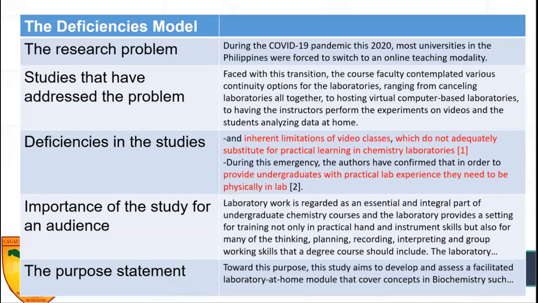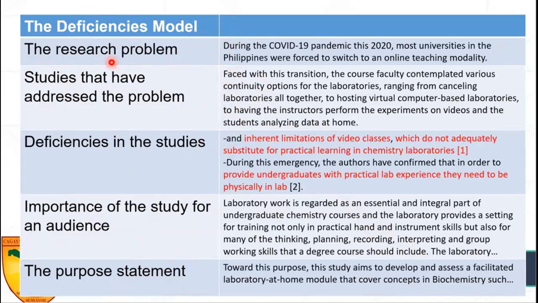So this is an example. I chose the deficiencies model here. So you choose your own technique, but I want you to try to insert the elements of the background of the study in the table. So in the deficiencies technique, we have the research problem, the studies that have addressed the problem, the deficiencies in the study, the importance of the study for an audience, and the purpose statement. So you may actually edit the table depending on which technique the group chose to adapt.